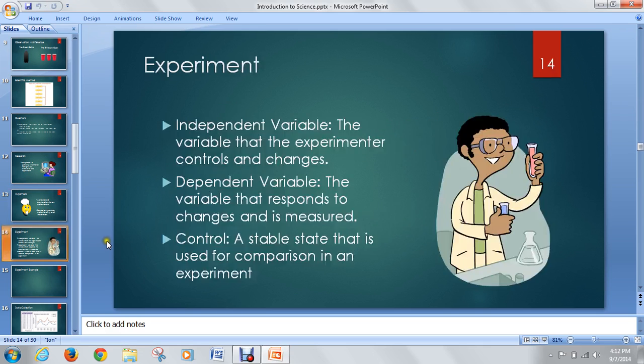Okay, then you do an experiment, which will have a couple of different parts. Okay, so first of all, you got to have an independent variable, right? Something that you can change.